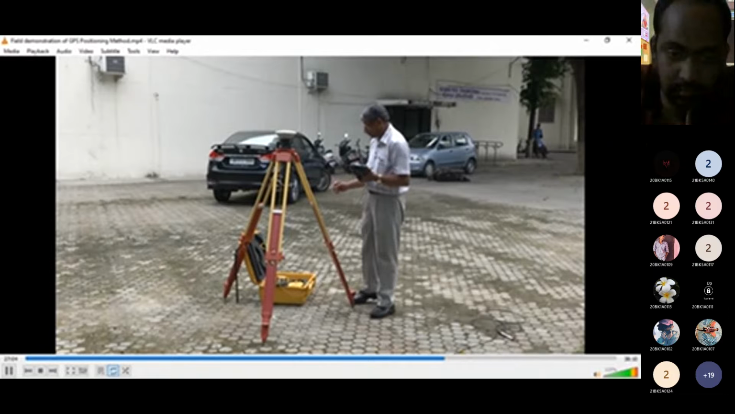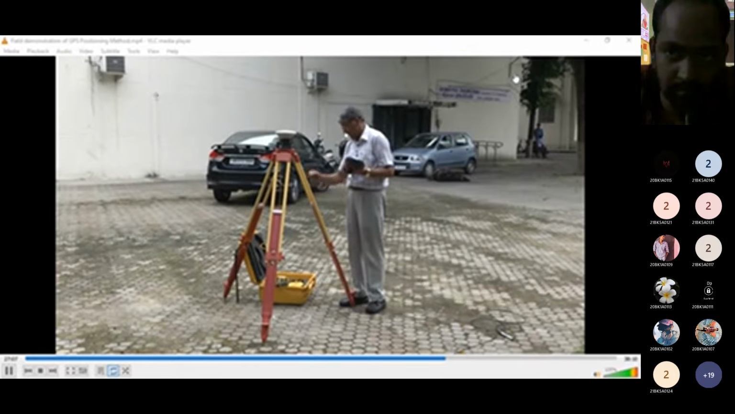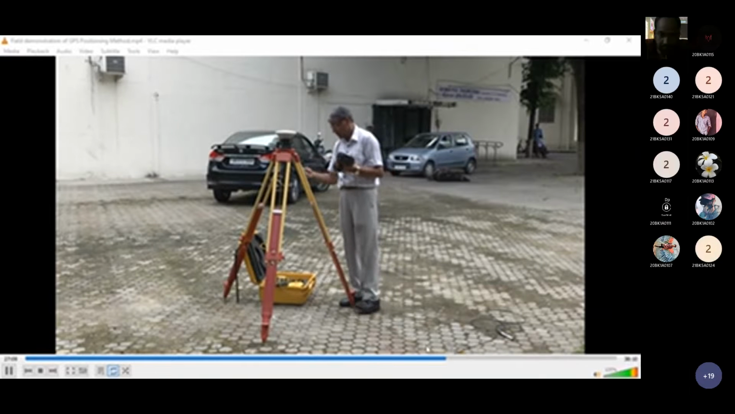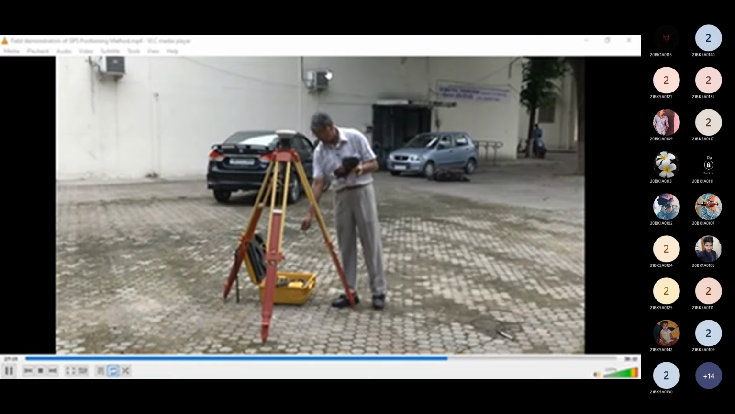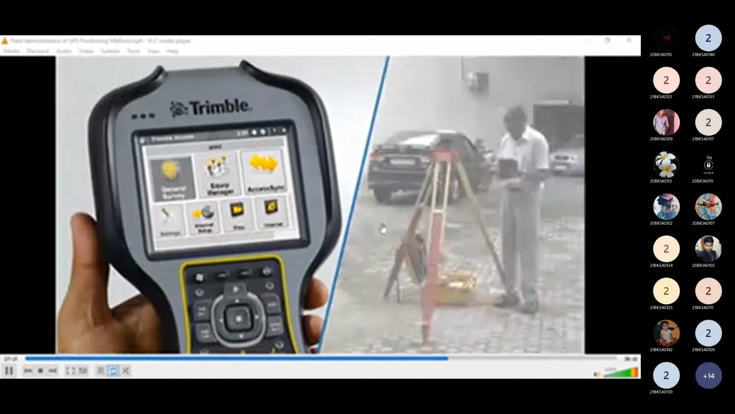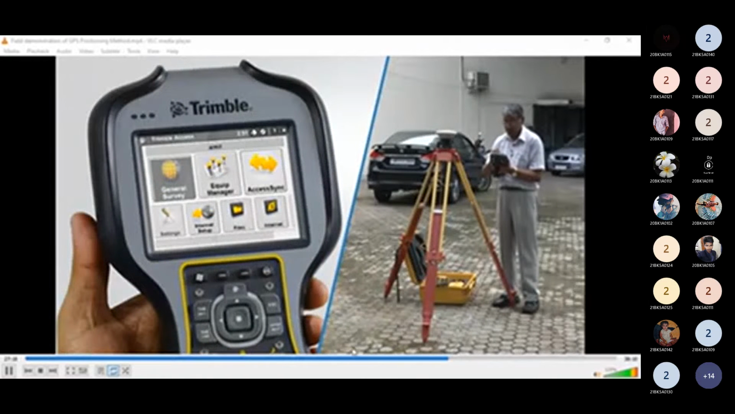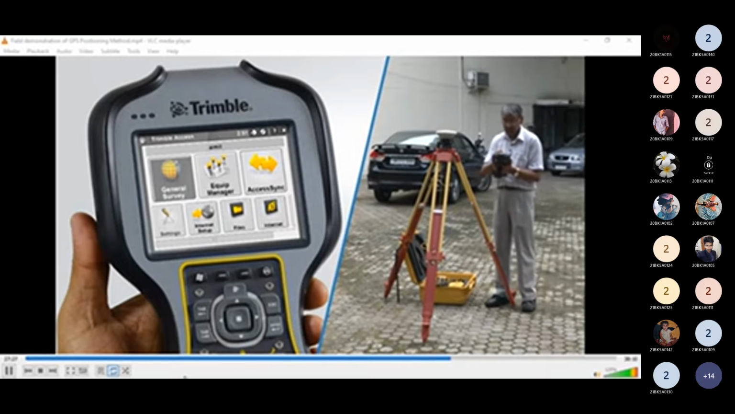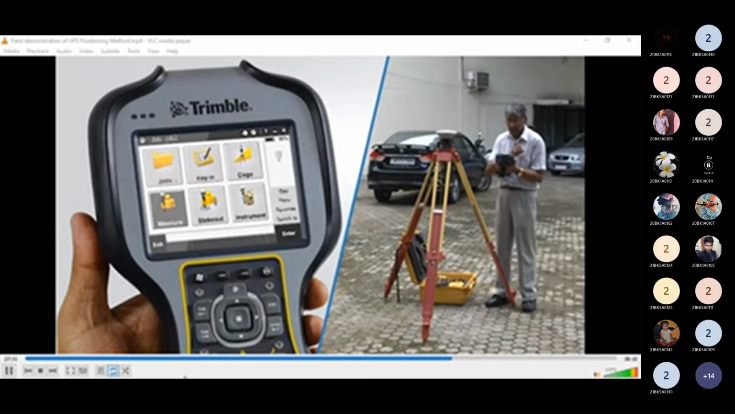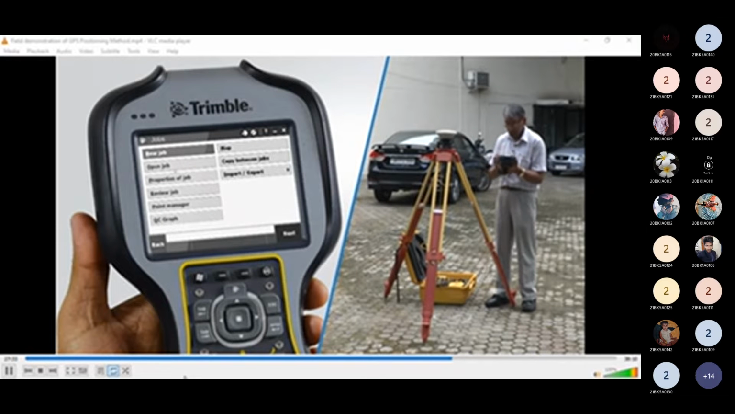After doing the necessary connection as we did in the case of rover receiver in relative positioning, only at a different station point, we now have to do the initialization process. For that, after opening the field software Trimble Access general survey, we should go for a new job.